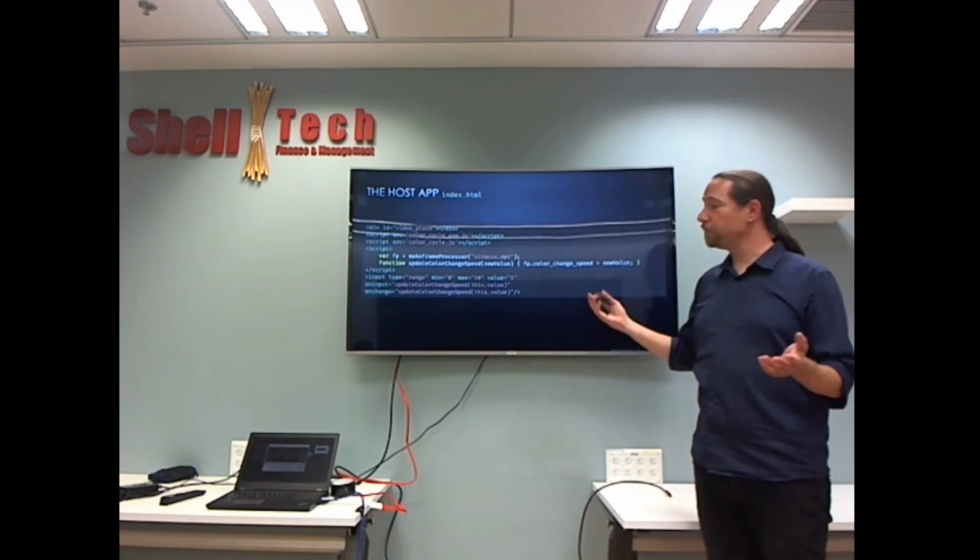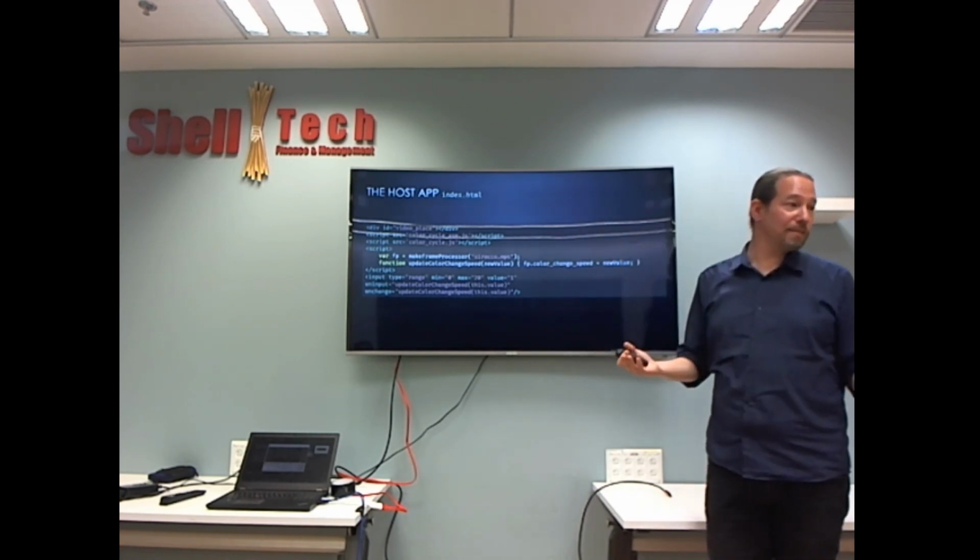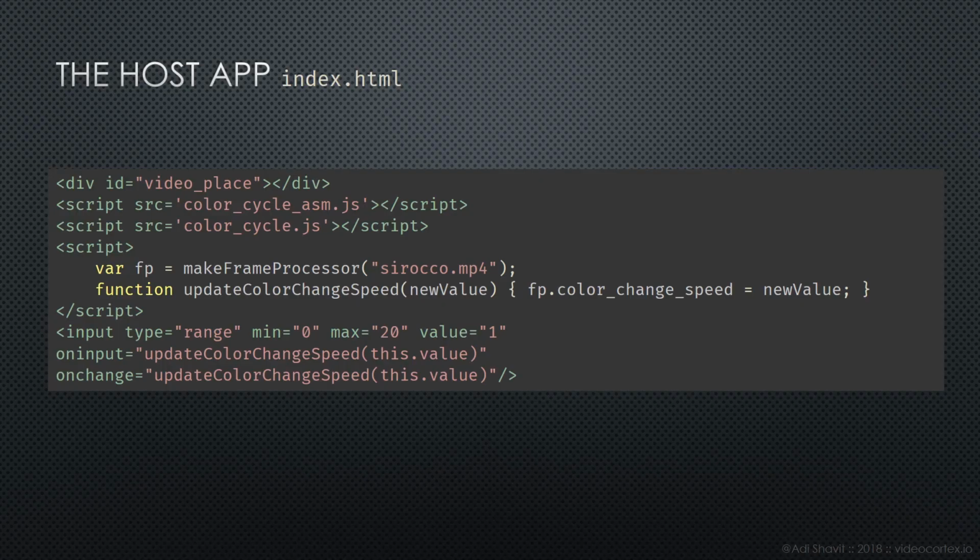And at the end, we now reach the app level, which is of course HTML, because that's what browsers do. I generate just a placeholder called video plays. I load my scripts, color cycle asm.js. This is what Emscripten generated. It's a JavaScript file, but you can't really read it. It's asm.js. It looks like assembly.